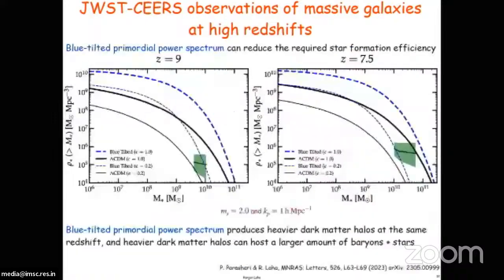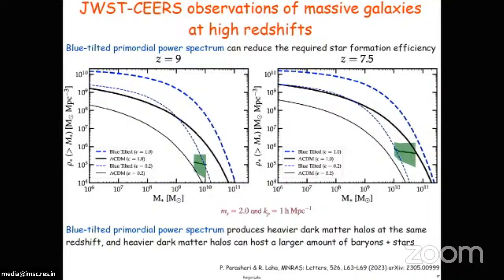What can we do? Something that Priyank pointed out is that if you have a blue tilted primordial power spectrum, as I showed earlier, you can have more massive halos. These plots are very similar. Let me explain this plot. This is redshift 9, with stellar mass on the x-axis and cumulative stellar mass density on the y-axis. If you take lambda CDM and a star formation efficiency of 20%, which is roughly Milky Way, in fact Milky Way is slightly lower than that, you get this line.